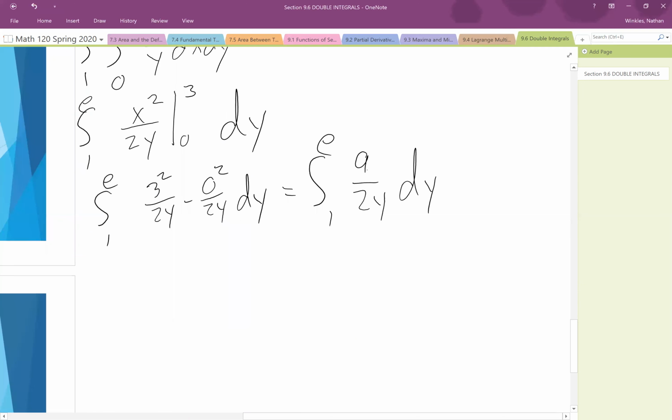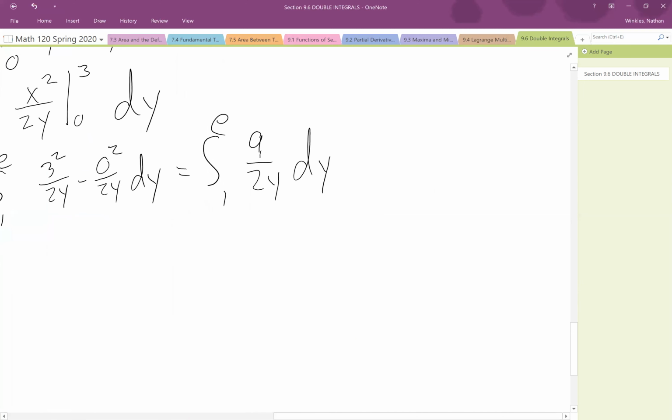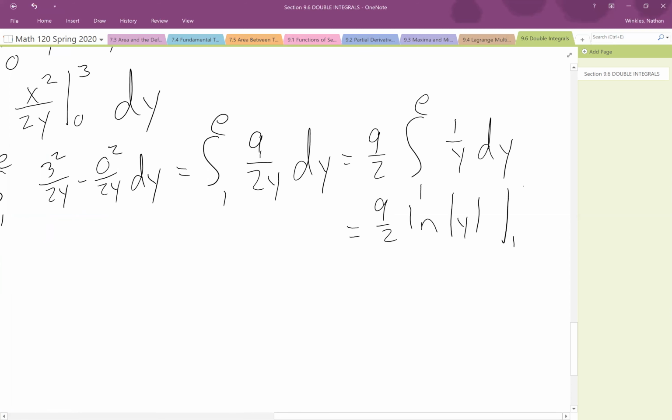So now we need to finish out our integration here. To make it a little bit easier to see, I'm going to make this 9 over 2 integral from 1 to e of 1 over y dy. We know that the antiderivative of 1 over y is a natural log, so this is going to be 9 over 2 natural log absolute value of y evaluated from 1 to e.